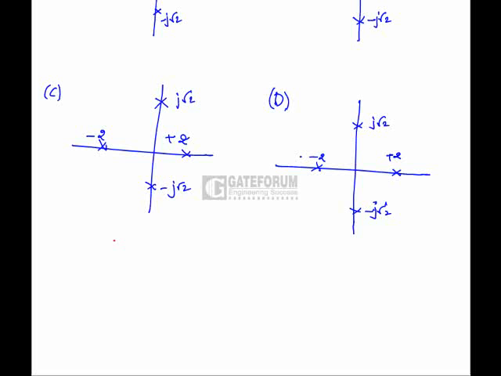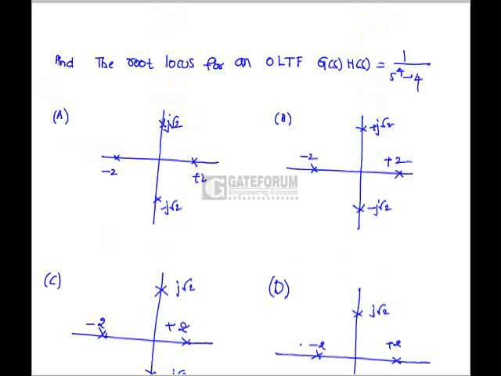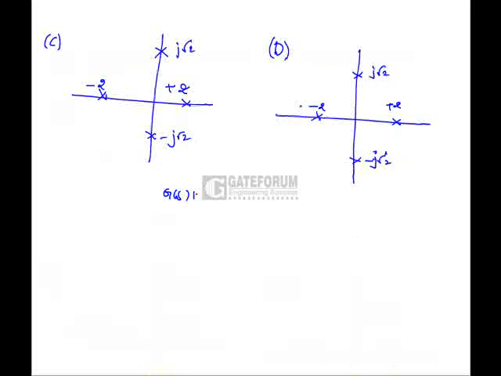Find the root locus for an open loop transfer function G(s)H(s) equals 1 by s power 4 minus 4. That is G(s)H(s), we can write (s square minus 2)(s square plus 2). So the pole locations are plus or minus root 2, plus or minus j root 2. There are 4 poles. Okay.